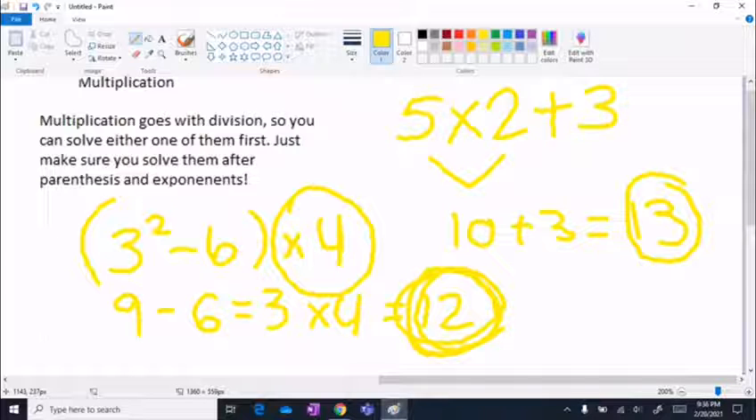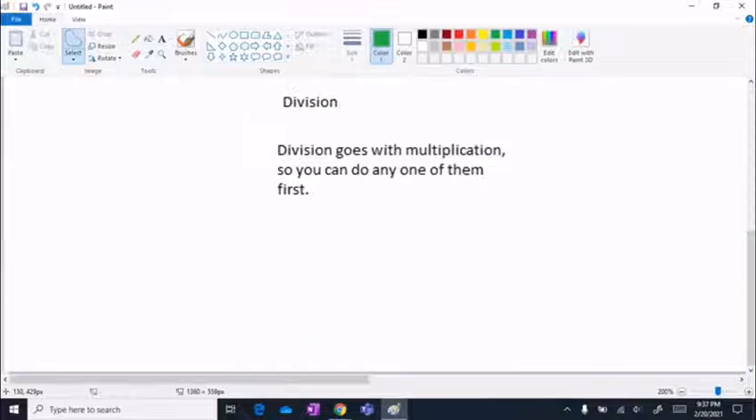Now that we finished with multiplication, let's move on to the next problem. Now, division is the third or fourth order of operation. And if you're wondering why I said third or fourth, it's because division goes with multiplication, so you can do any one of them first, says the description. So that's why division can be the third or the fourth, it doesn't really matter. So let's solve some problems that go with the division.